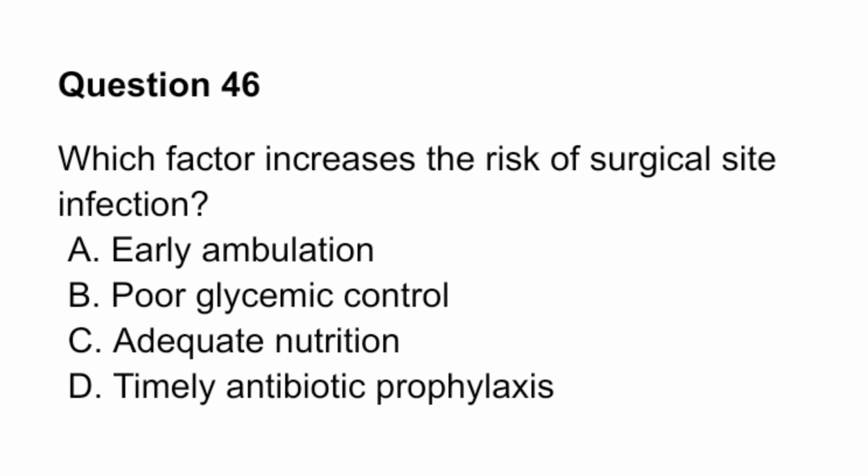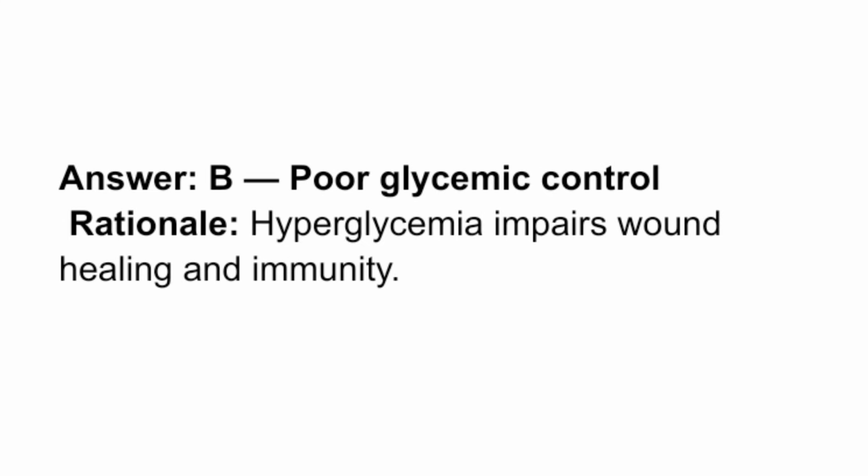Question 46. Which factor increases the risk of surgical site infection? A. Early ambulation. B. Poor glycemic control. C. Adequate nutrition. D. Timely antibiotic prophylaxis. Answer: B. Poor glycemic control. Rationale: hyperglycemia impairs wound healing and immunity.